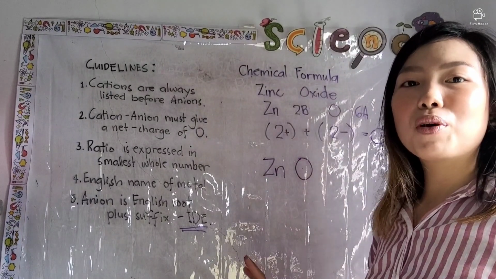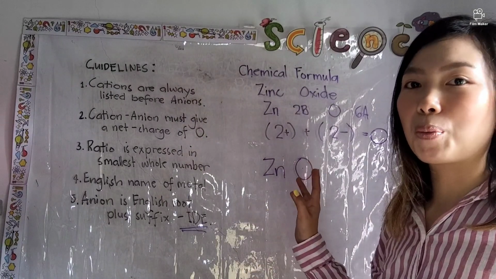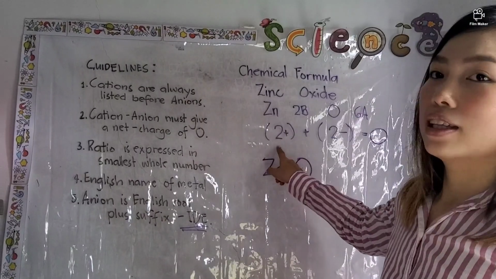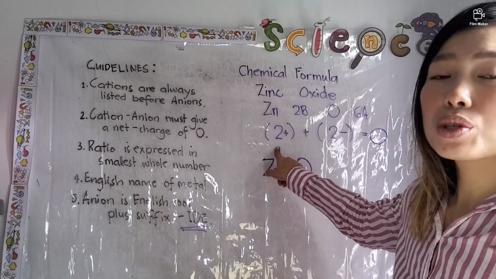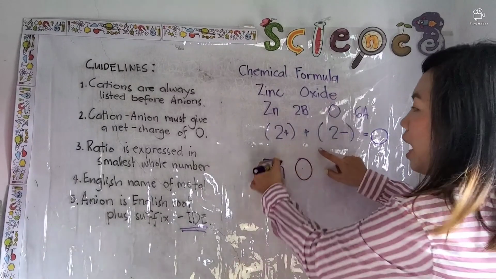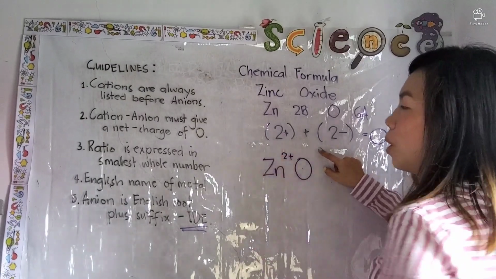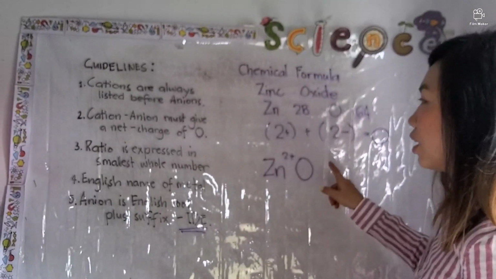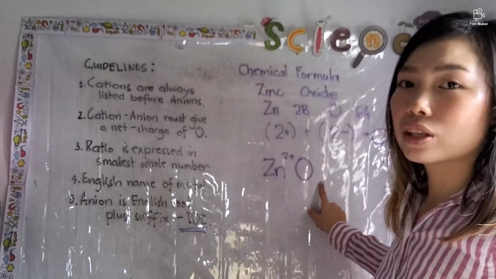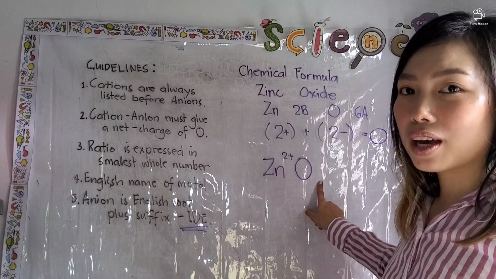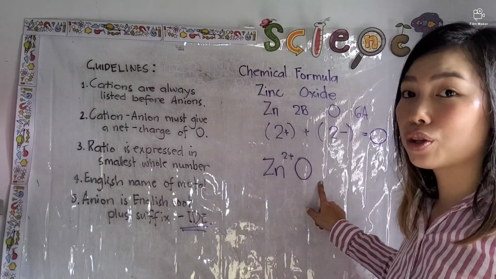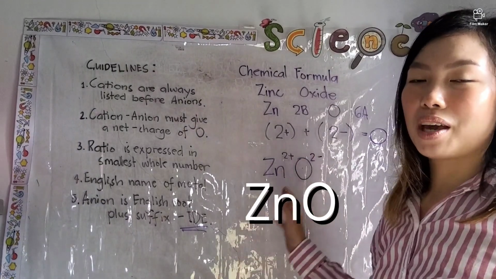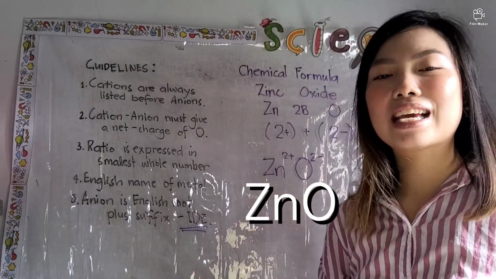After writing the symbol of the elements present in the compound, then give its ion. Since zinc gave two, or lost two, it will have a charge of 2 positive. Kumbaga, yung sinulat mo dito ay ililipat mo lang dito. And then oxygen gained 2 electrons. That's why it will have an ion of negative 2. And that's now the chemical formula for the zinc oxide.